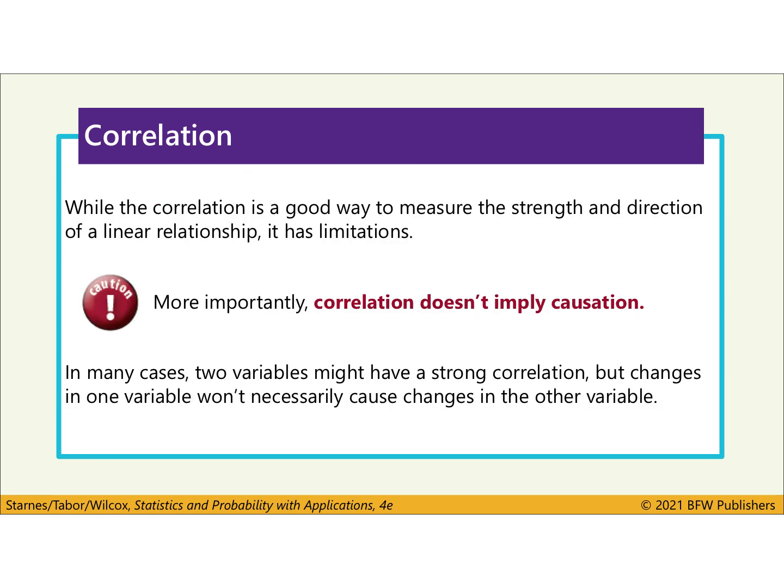Now, while correlation is a good way to measure the strength and direction of a linear relationship, it has limitations. Most importantly, correlation does not imply causation. So if you haven't written that in your notes already, do so. Correlation does not imply causation. In many cases, two variables might have a strong correlation, but changes in one variable won't necessarily cause the changes in the other.